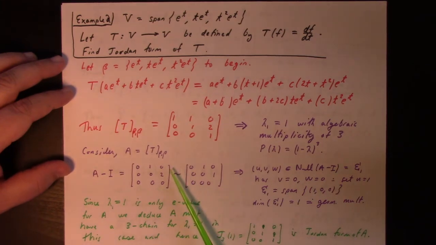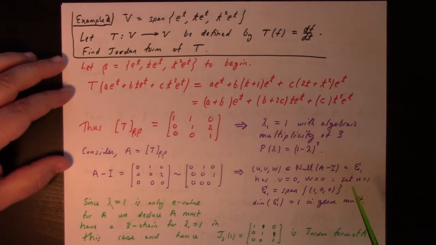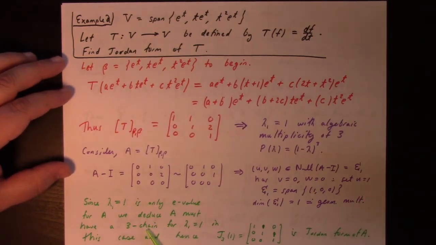All right, so then I go looking for my eigenvector for the matrix. Call A the matrix. So A minus I is this, which is row equivalent to that. So this tells me that my u, v, w eigenvector has v equal to 0, w equal to 0, so u is free, as we could have anticipated from this lovely column of zeros corresponding to the u. And so that gives me eigenvector 1, 0, 0. In other words, the dimension of the eigenspace here is 1. So we have a geometric multiplicity of eigenvalue 1 of 1. Now, since that's the only eigenvalue for A, we must have a 3-chain for lambda equal to 1.